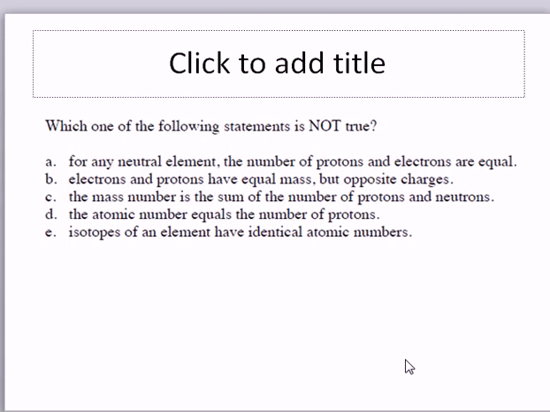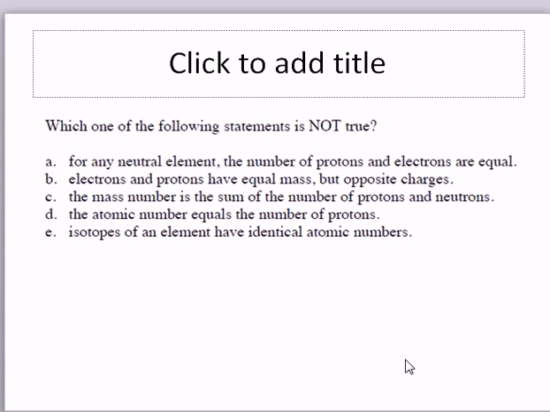E, isotopes of the element have identical atomic numbers. That's true because the atomic number is a definition of protons. But did you hear that they didn't say protons? They said atomic number. So here they're testing your dictionary, so to speak, your chemical dictionary. Do you understand what atomic number is? What is that associated with? If you don't understand atomic number, then you may not understand that question.